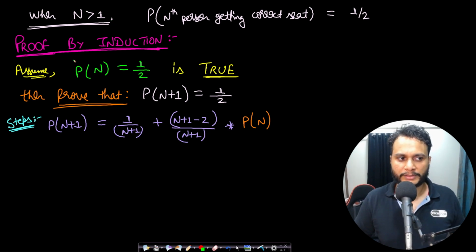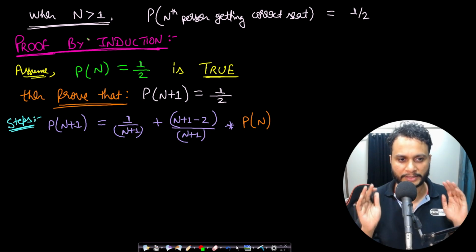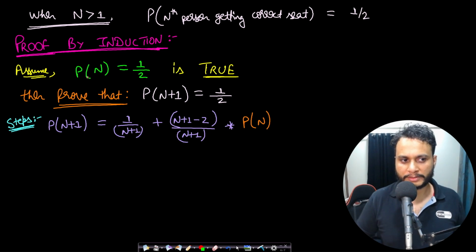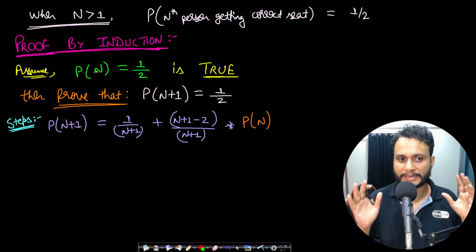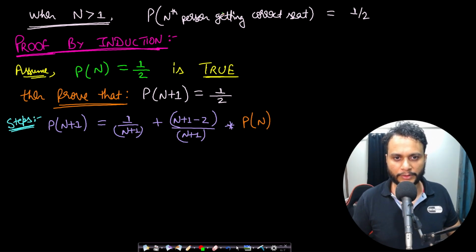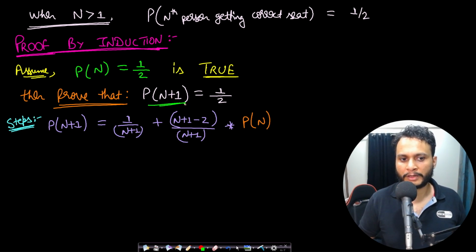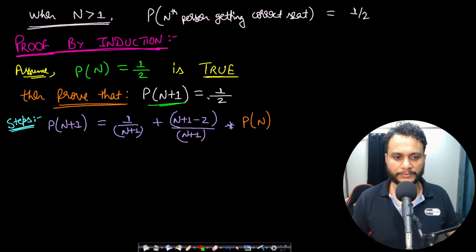So how to prove it? Now in an induction proof, we always assume that the nth step is correct, and we try to prove it for the n plus 1th step. So let's assume that the probability of the nth person, where n number of passengers and n number of seats are available, the probability of the nth person to get to his correct seat is 1 by 2, according to whatever statement that we have made. Okay, according to our hypothesis. Now we need to prove that the probability when you have n plus 1 passengers and n plus 1 seats is also 1 by 2, right?